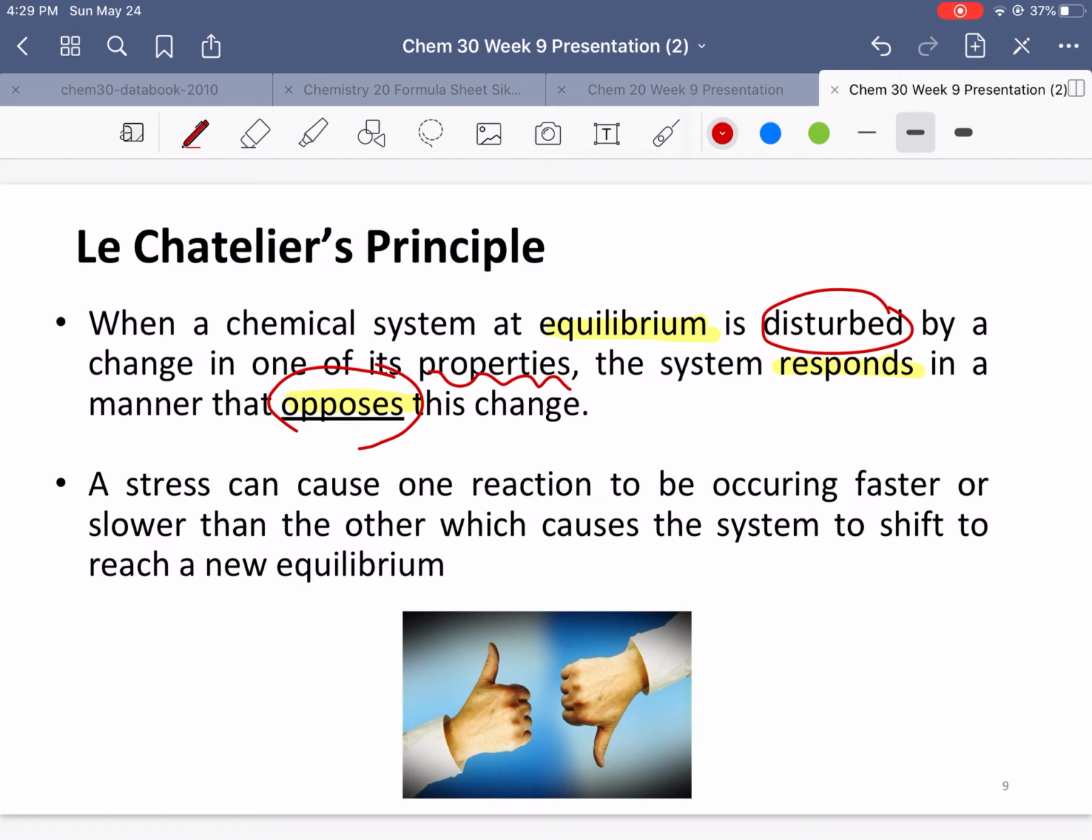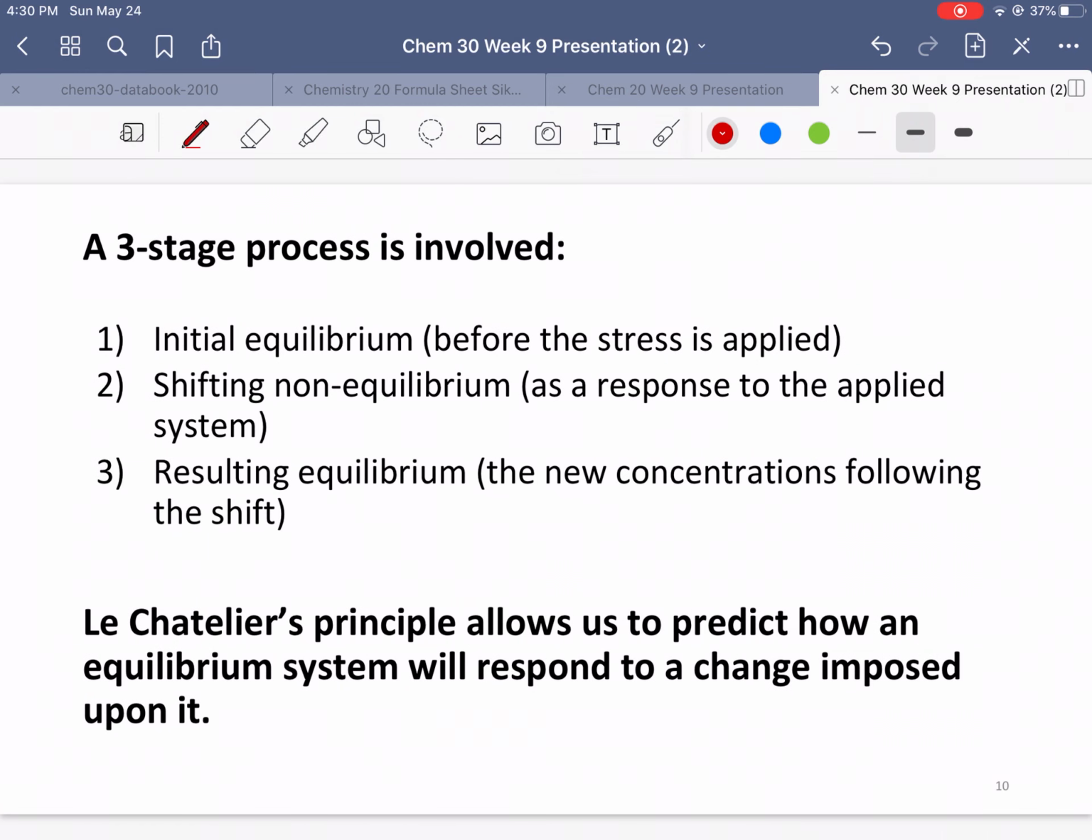So this is the whole classic thing that if you put a force on something, it will exert an equal but opposite force back, right? So ultimately, any stress potentially can cause one reaction to be occurring faster or slower than the other. By one reaction, I mean either the reverse or the forwards. And then, in turn, the system will shift and you'll reach a new equilibrium state. Now, we'll analyze each of these stresses separately. And like I mentioned, this first stress that we'll look at momentarily is about concentration.